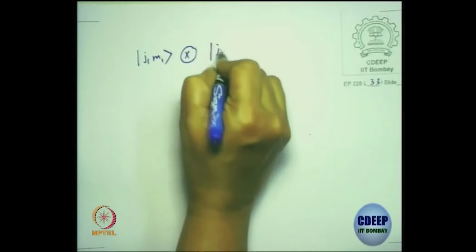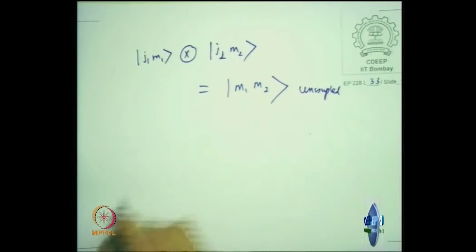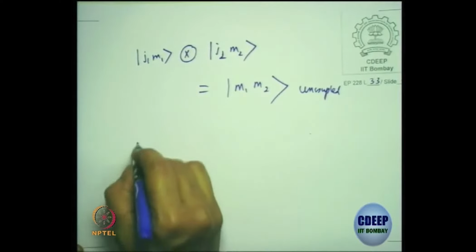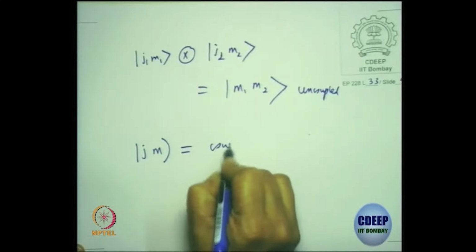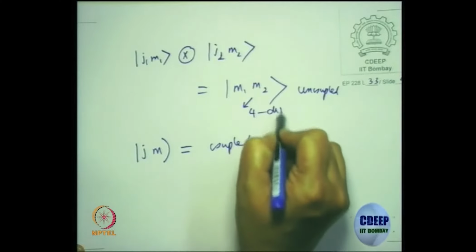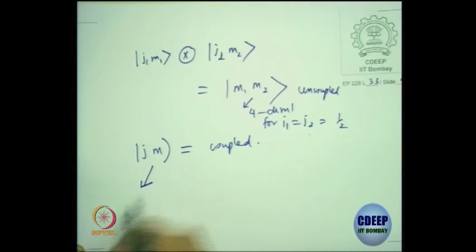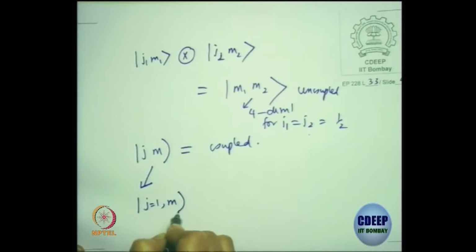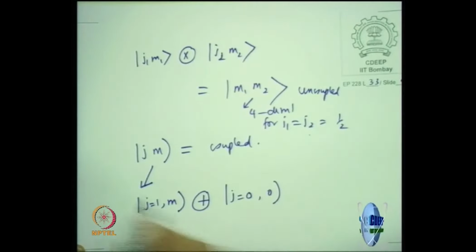If you read books, you will get to see them. So this is what we did: J1 M1 tensor product J2 M2, which we called the uncoupled state. Let me suppress the J1 J2. So this is uncoupled, okay. And then we had another one which was Jm, which for convenience I tried to put in this bracket, which I called coupled. This is also 4-dimensional for J1 equal to J2 equal to half, and this one can be written as J equal to 1 M and a sum with J equal to 0 and 0, right? This is what you saw.